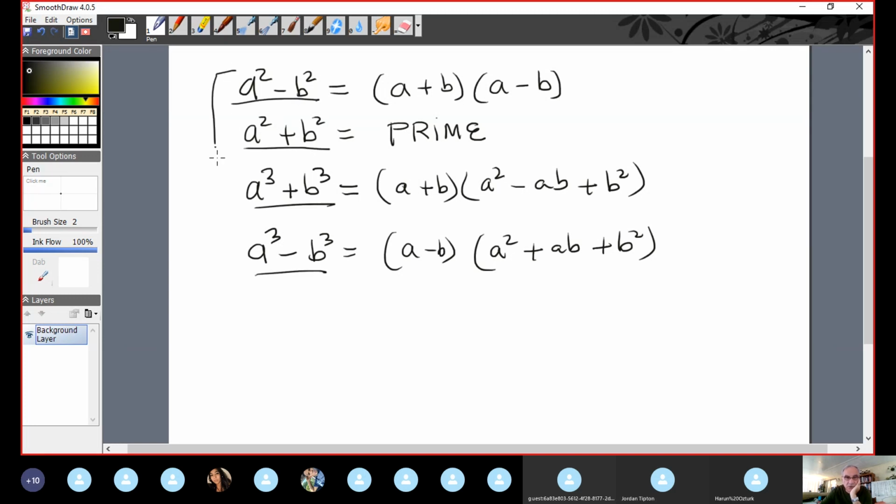This is the collection of the most important binomial expressions, and the factorization we can use in that formula. But when this is a sum of squares, it's impossible to factor because it's a prime expression. Okay?